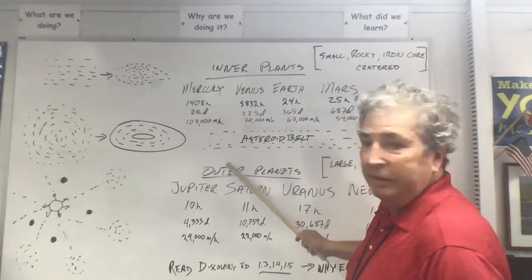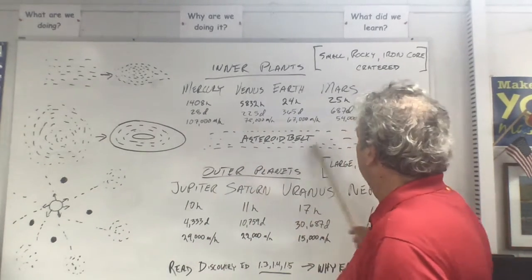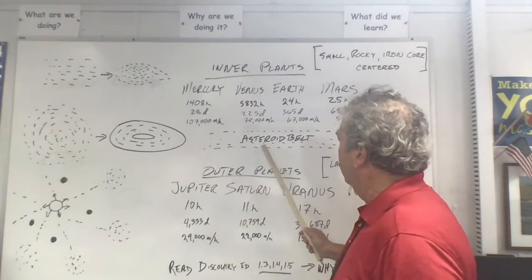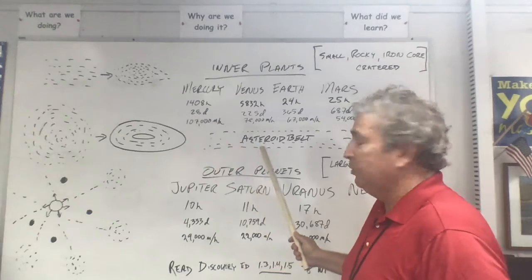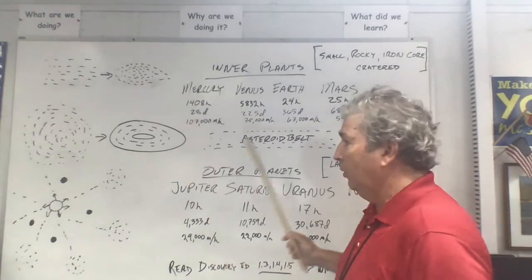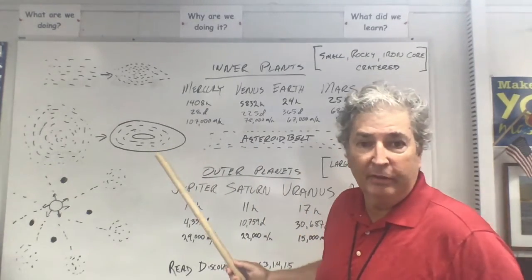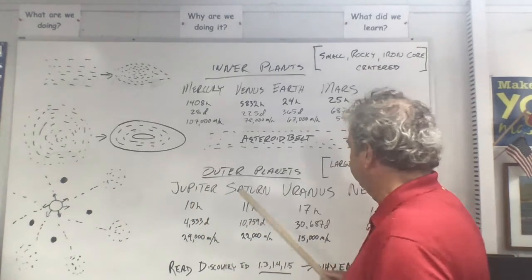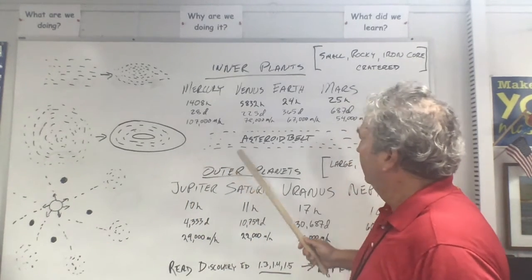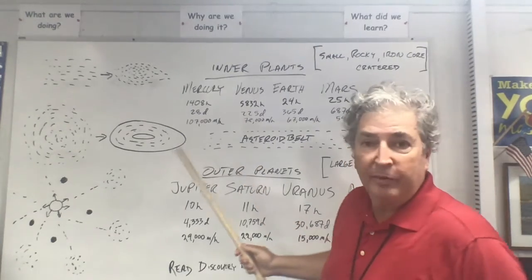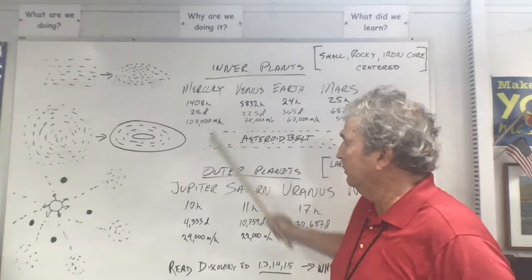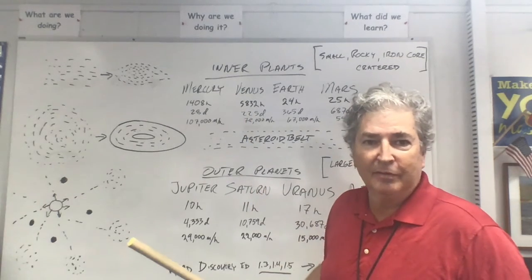In between the inner and outer planets, we have an asteroid belt that has the remainders of what may have been a planet that never formed, or a planet that was destroyed by coming into close proximity with Jupiter. This asteroid belt forms the distinction between the inner and the outer parts of our solar system.